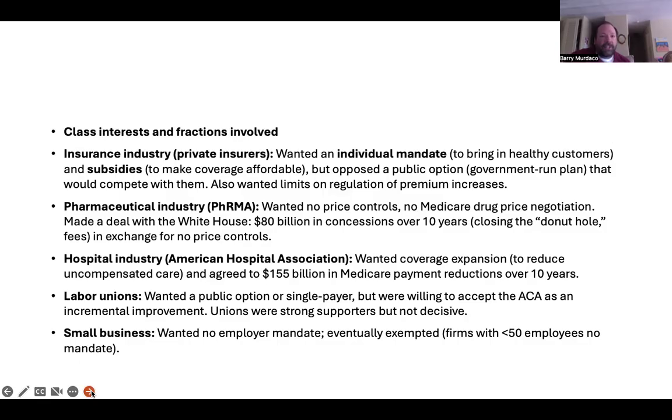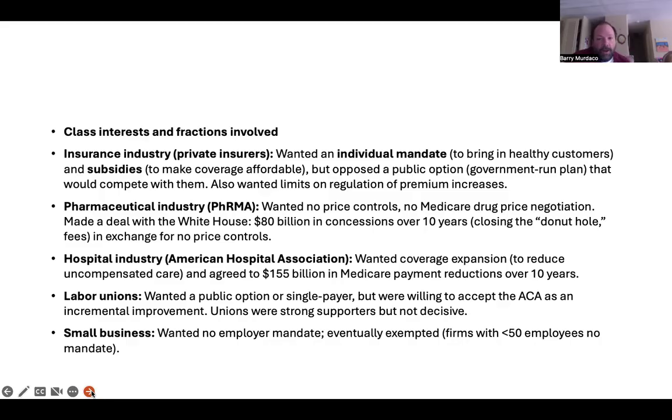Class interests and fractions involved. The insurance industry, private insurers, wanted an individual mandate to bring in healthy customers and subsidies to make coverage affordable, but opposed a public option, a government-run plan that would compete with them. They also wanted limits on regulation of premium increases. The pharmaceutical industry wanted no price controls, no Medicare drug price negotiation, and made a deal with the White House: $80 billion in concessions over 10 years, closing the donut hole, in exchange for no price controls.